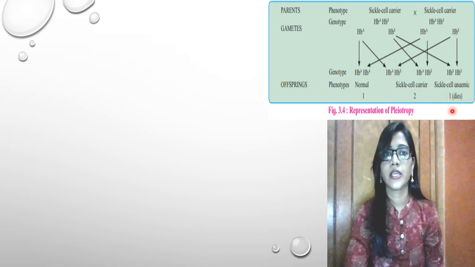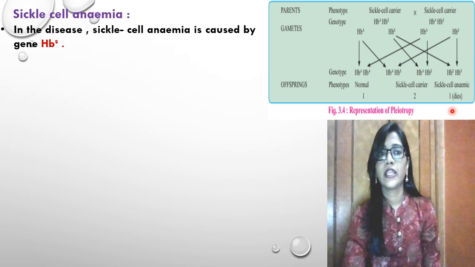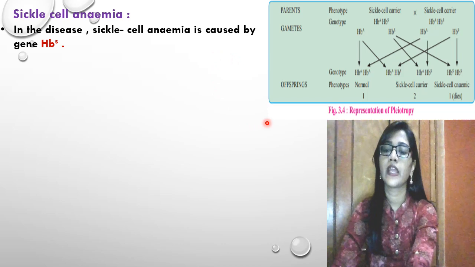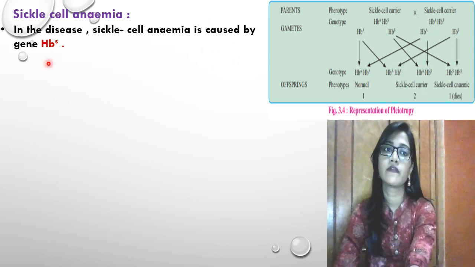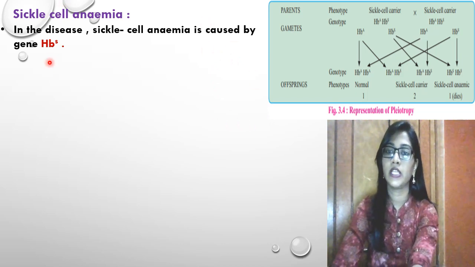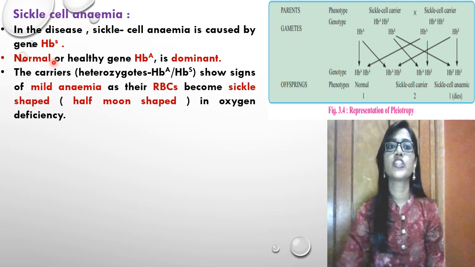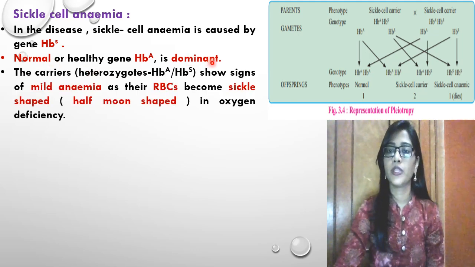it will die. So in this disease, sickle cell anemia is caused by a gene that is known as HBS. We have talked about it in detail in the earlier slide. So the normal or healthy gene is HBA, which is the dominant one.